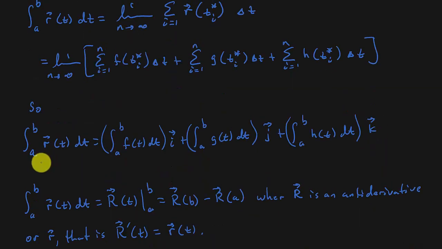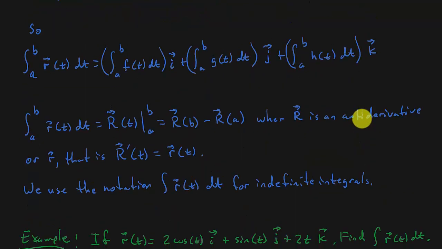So we've got the integral of r of t from a to b. We just integrate each function. It's kind of like, think about when we were doing the derivative. We took the derivative of each function. So what we're going to do here is integrate each one. And then of course we know if we integrate, we get big R of t from a to b. It's just big R of b minus big R of a, where big R is an antiderivative of little r. Okay, so that means if we take the derivative of big R, that's going to give us little r. And we use this notation for indefinite integrals.